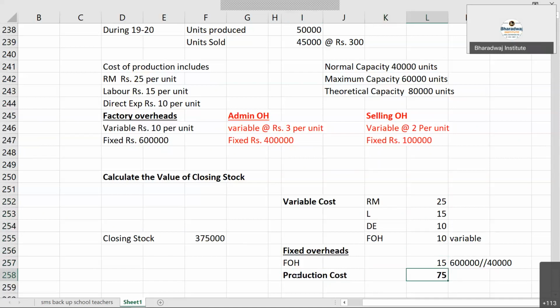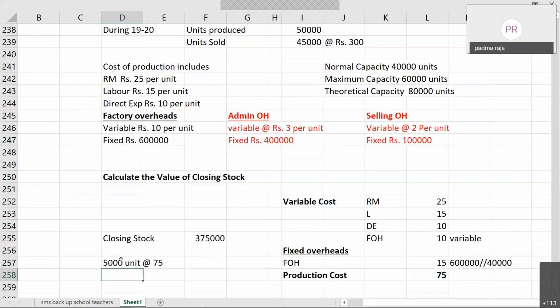Okay. So only this can be included. Administration and selling overheads cannot be included in valuation of closing stock. So only up to factory overheads you can include. So production cost as per AS 2 includes only variable cost of production and fixed overheads incurred for production. Fixed overheads are calculated based on the normal capacity, 6 lakhs divided by 40,000. So production cost is 75, that into 5,000 units. 5,000 units at the rate of 75. Am I clear to you?